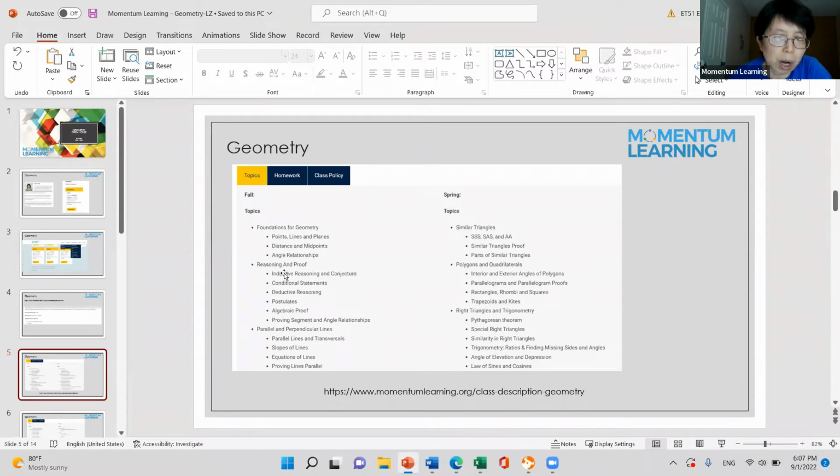I will probably switch this. I'll probably start from the reasoning and proof, and then go to the geometry.